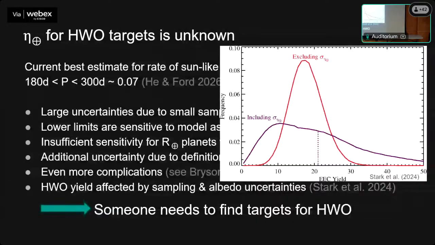If you convolve that with, in this paper's one approximation, the uncertain Eta Earth, you can see it gets even broader. And at least for our baseline mission that was considered in the paper by Stark et al., you can see there's a pretty broad distribution in the rate of expected yields from a baseline survey.